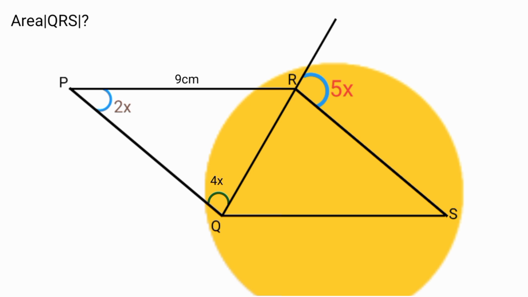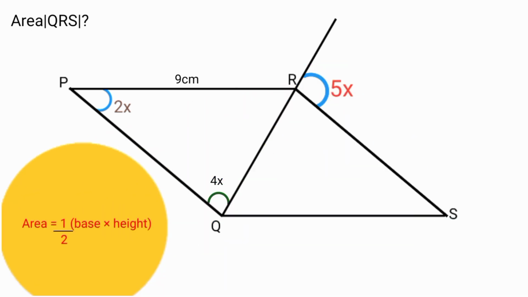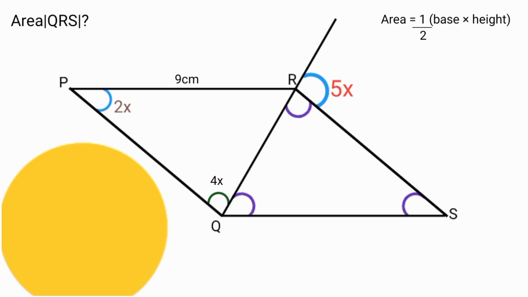The mathematical formula for finding the area of a triangle is half base times height. But what are the base and the height? To know the base and the height, we need to know what type of triangle QRS is. And for that, we need the length of the sides and, most importantly, the sizes of its angles. We don't have any, but based on the information given here, we can try finding the length and the size of the angles of triangle QRS.